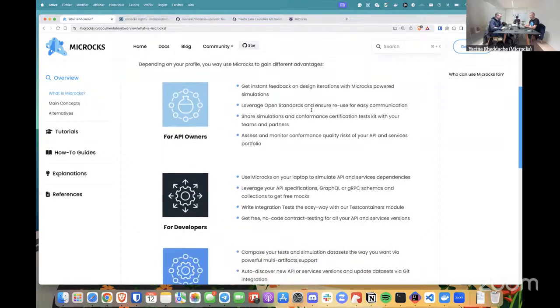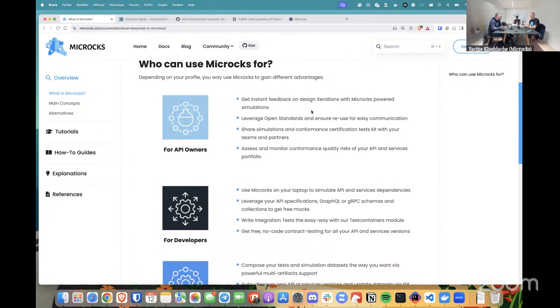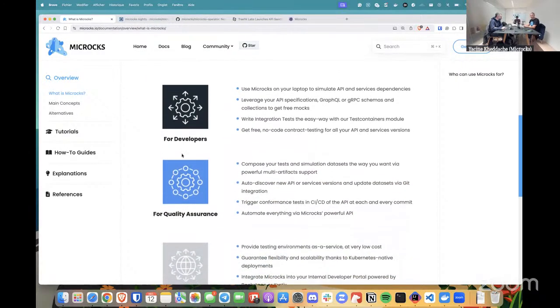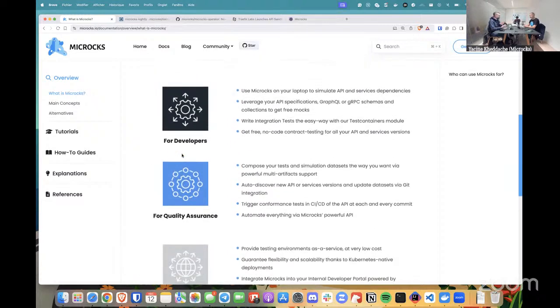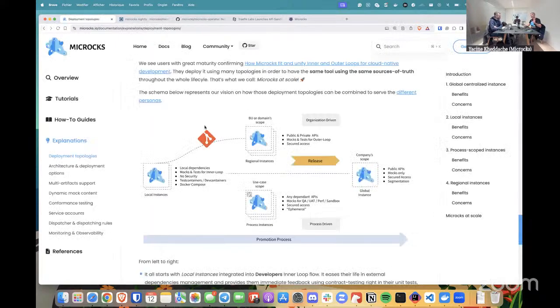So typically we detailed what kind of benefits Microcks could bring to API owners, to developers, to QA people, but also to platform engineers who are looking for, as you said, Vincent, and I think it's one of your concerns, providing testing environments, even ephemeral or much more long-lived environments. So it could be of interest to check it out, to have this cross-cutting view of deployment topologies plus target personas. And again, this is part of the documentation, the website.